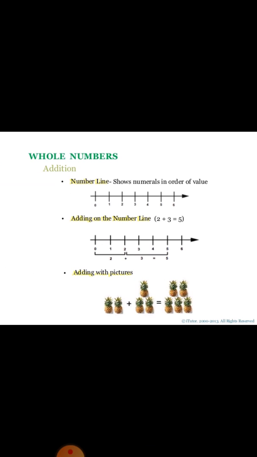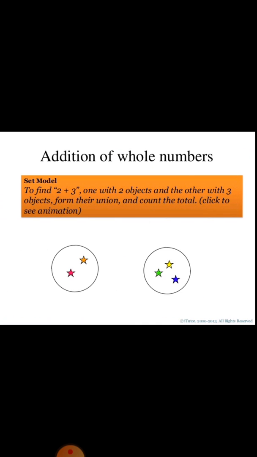For example, we have 2 plus 3 and we add these numbers with the help of a number line. In a number line we show the numbers 1 to 6. First we know that the first number is 2 and we move 0 to 2. Next we know that the number is 3, and we add 3 to 2 and we get 5. We know that 2 plus 3 is equal to 5.